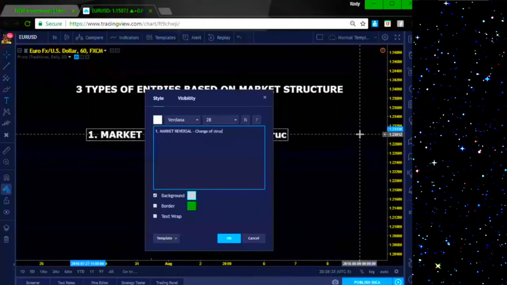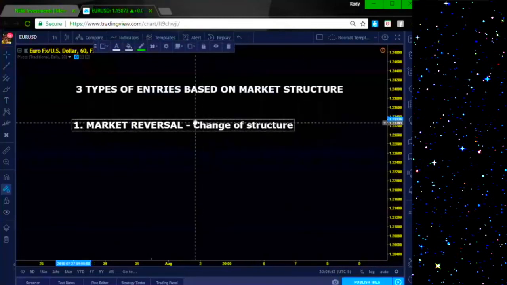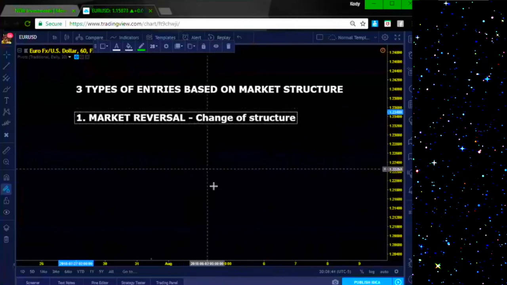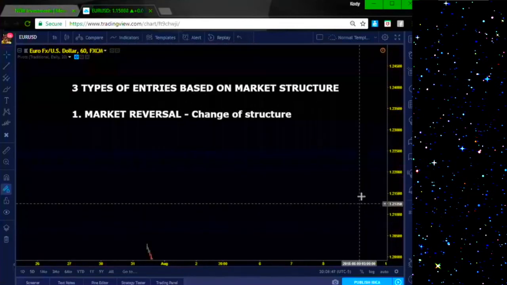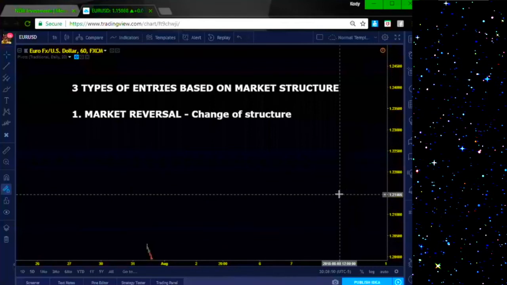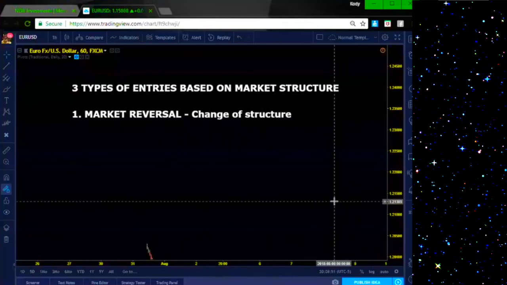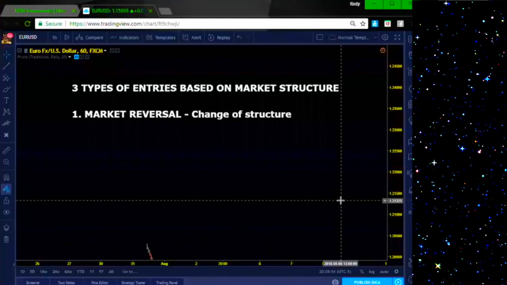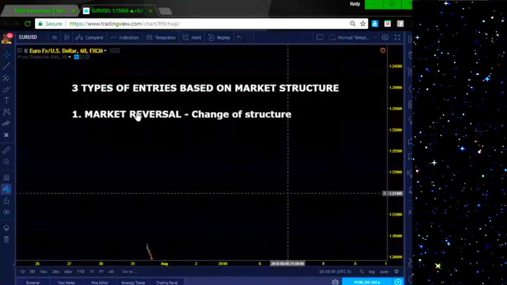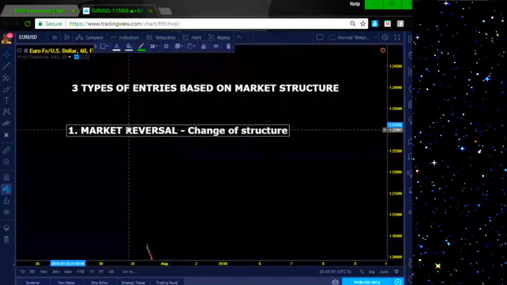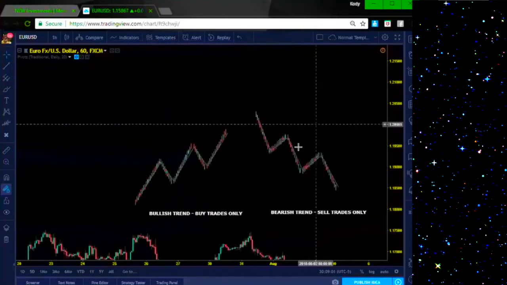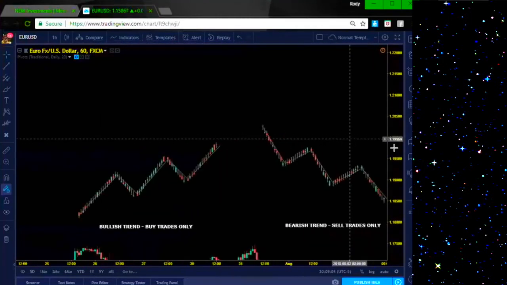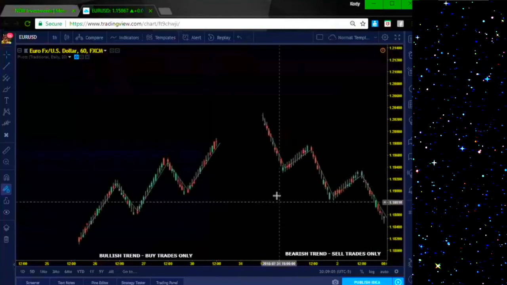Change of structure. I'm going to show you guys all of this, a little demonstration, and take you into the actual markets and show you how it works. Then I'm going to show you the exact entries you should have taken last night during London to catch all of the moves. First type of entry is a market reversal, which is a change of structure. So let's go back over here to our structured demonstrations and look at what that might look like.